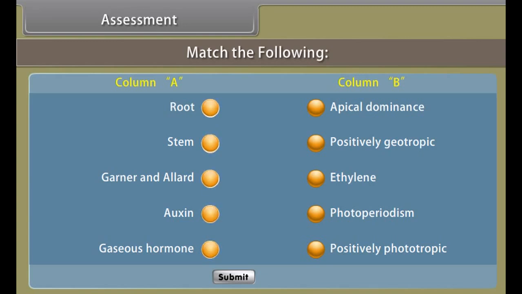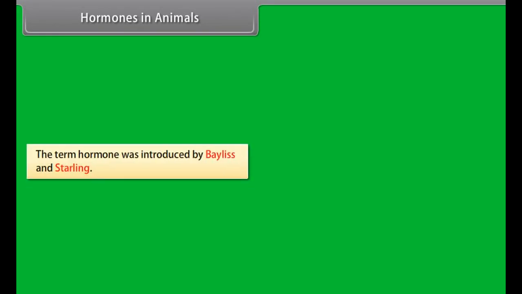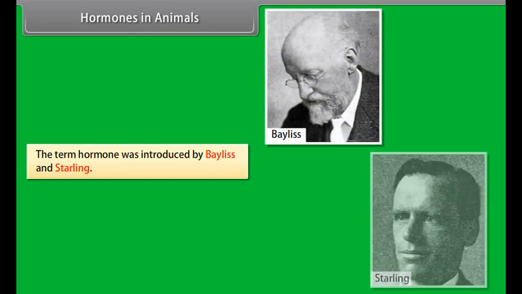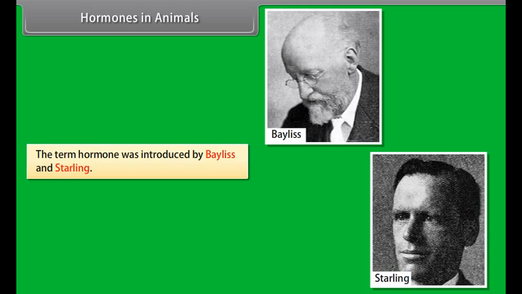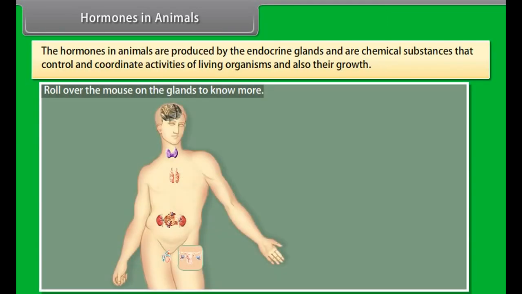The hormones in animals are produced by the endocrine glands and are chemical substances that control and coordinate activities of living organisms and also their growth. Animal hormones do not bring about directional growth depending on environmental cues, but promote controlled growth in various areas to maintain the body design. Animal hormones and their functions and deficiency diseases are as given in the table.